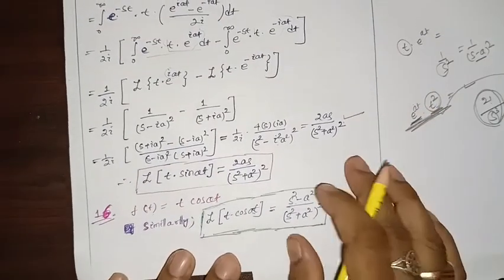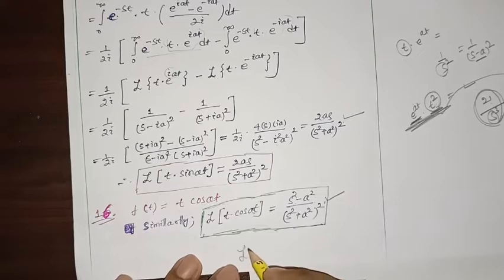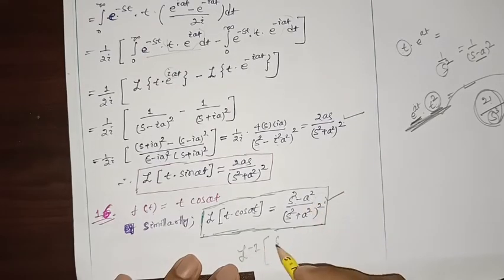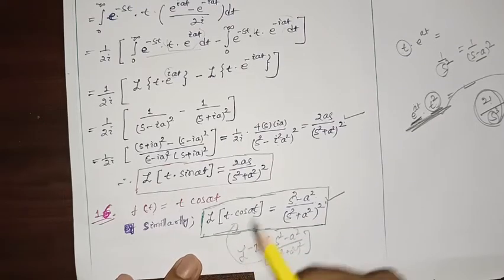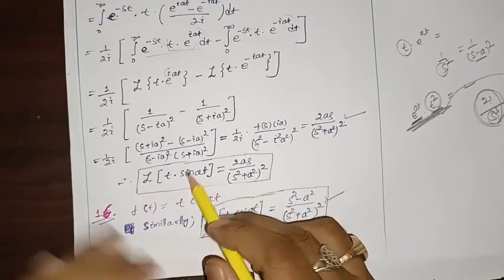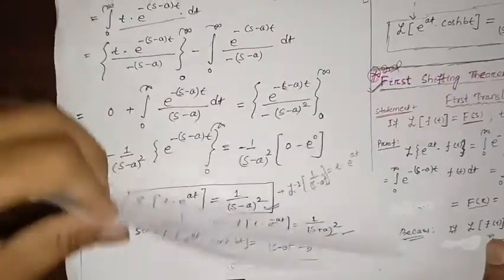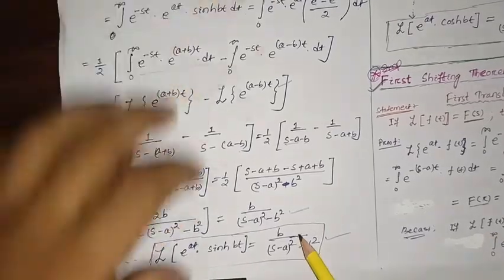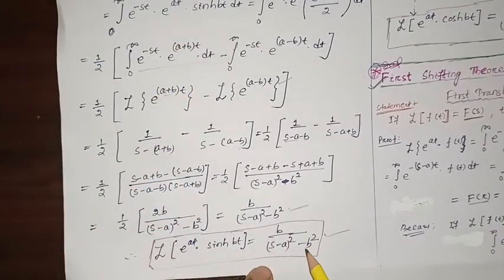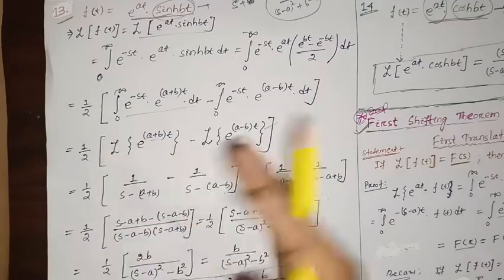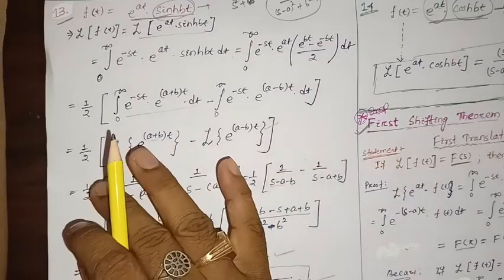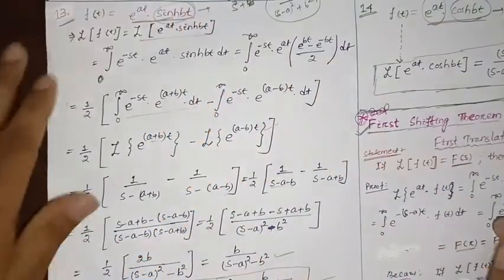Here you also have to remember the inverse Laplace transform of this one, s square minus a square by s square plus a square whole square, will be equal to this much. Inverse Laplace transform of this one is equal to this much. Here also the inverse Laplace transform of b by s square minus a square whole square, minus b square, is equal to this much.